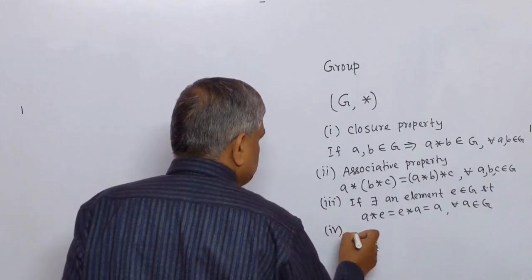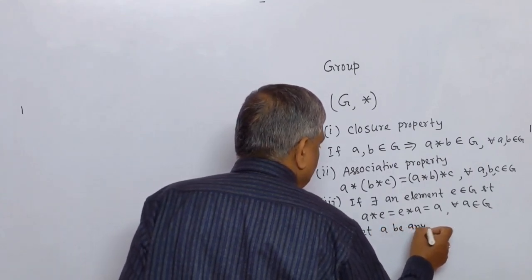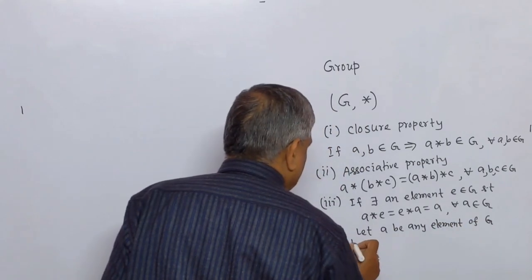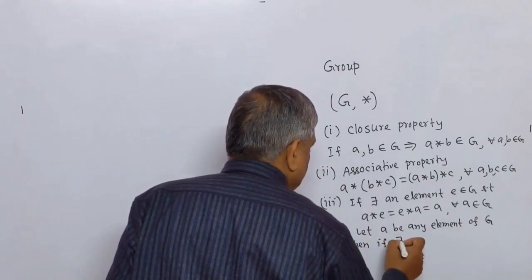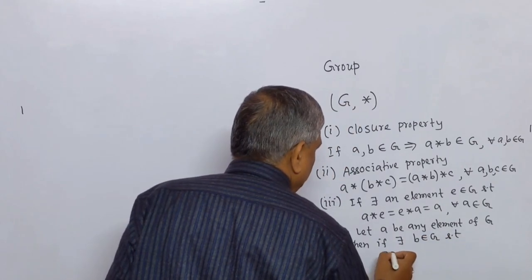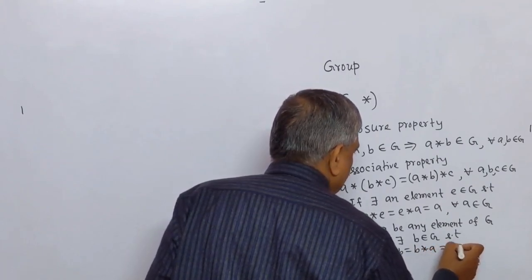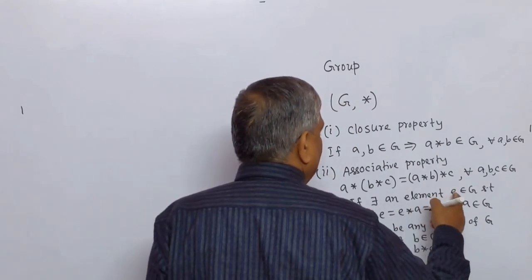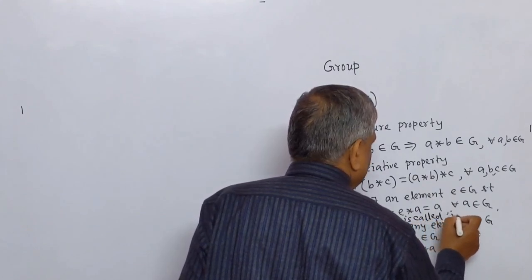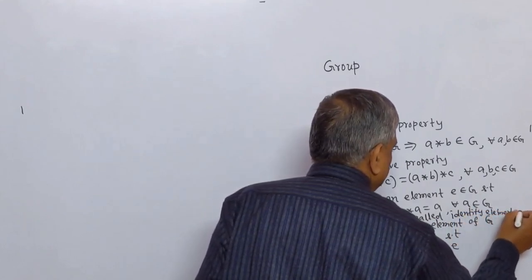Number 4, let A be any element of G, then there exists B belong to G such that A operation B equal to B operation A equal to E. This E is called identity element of G.